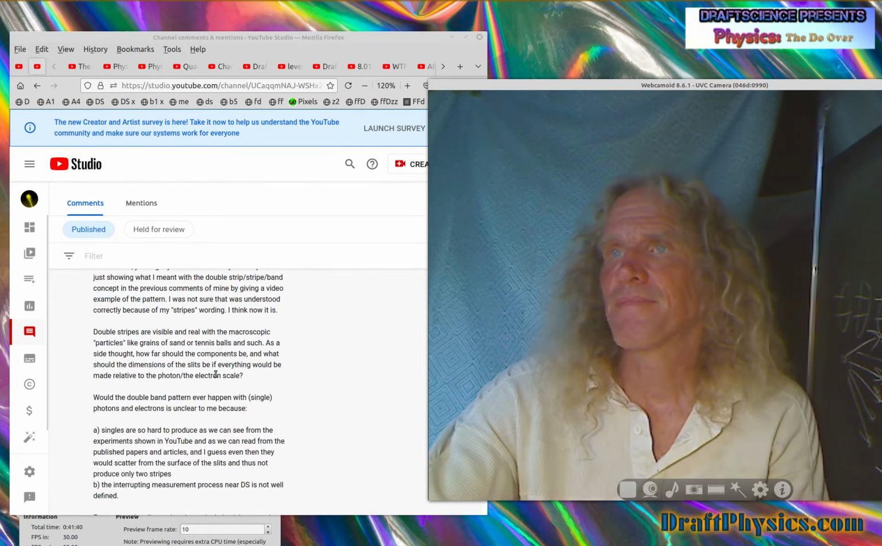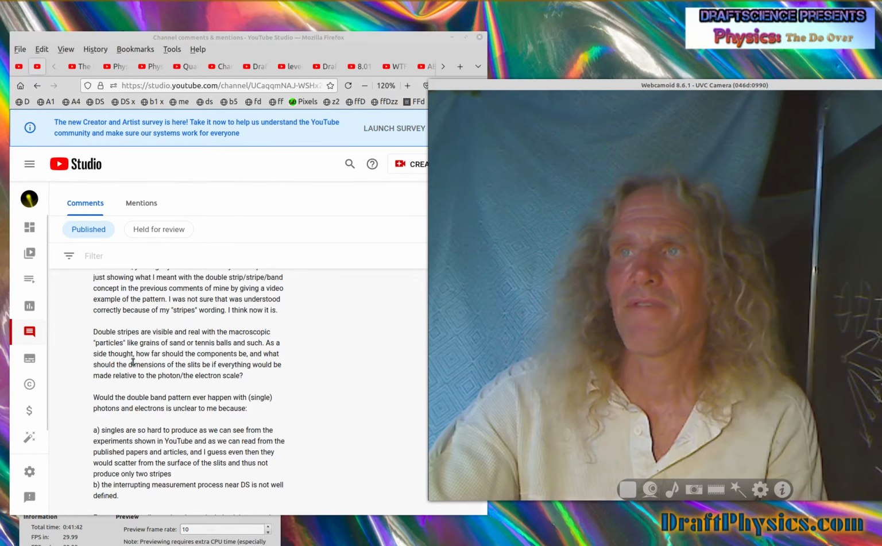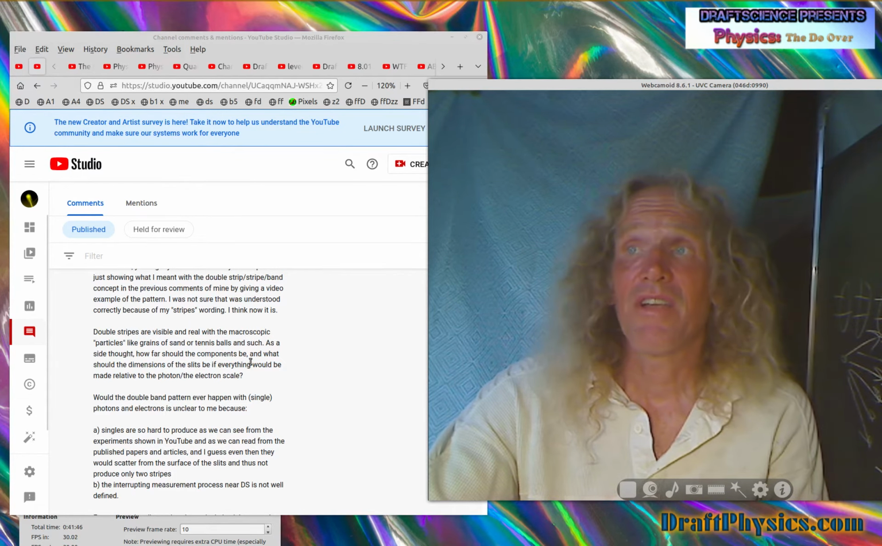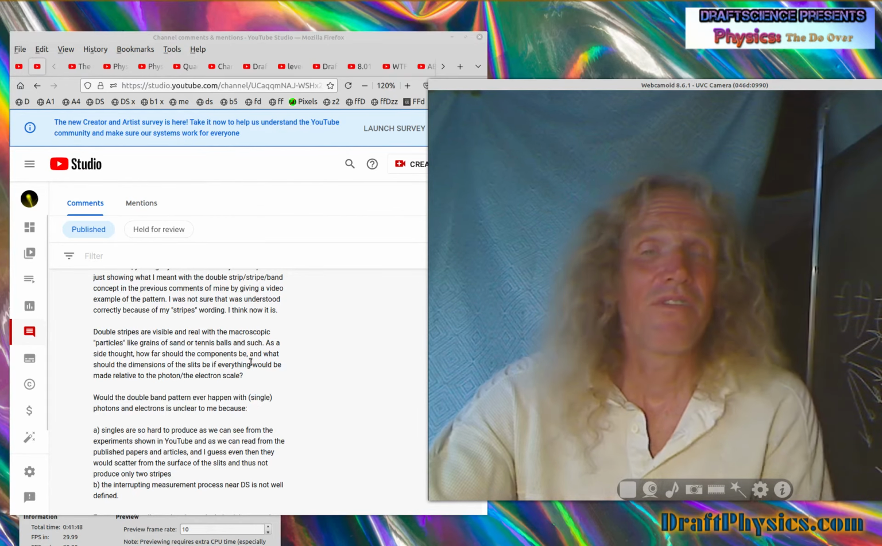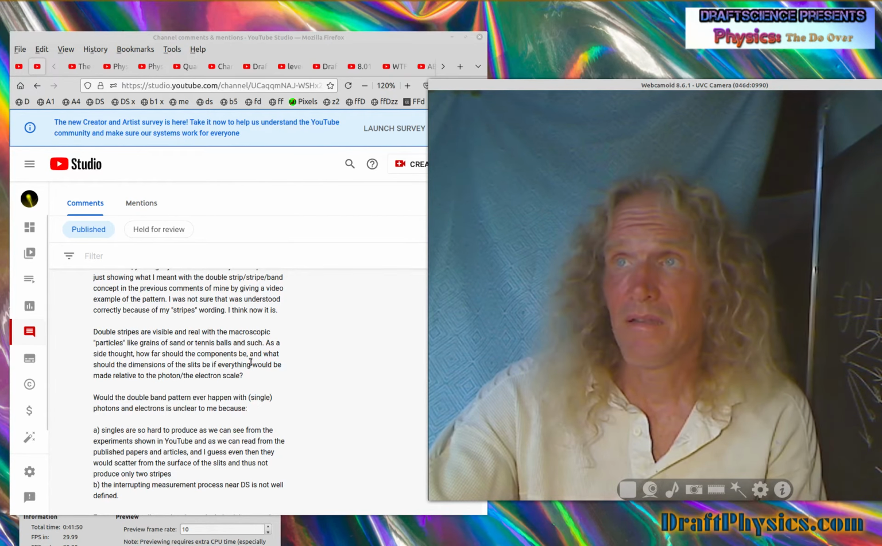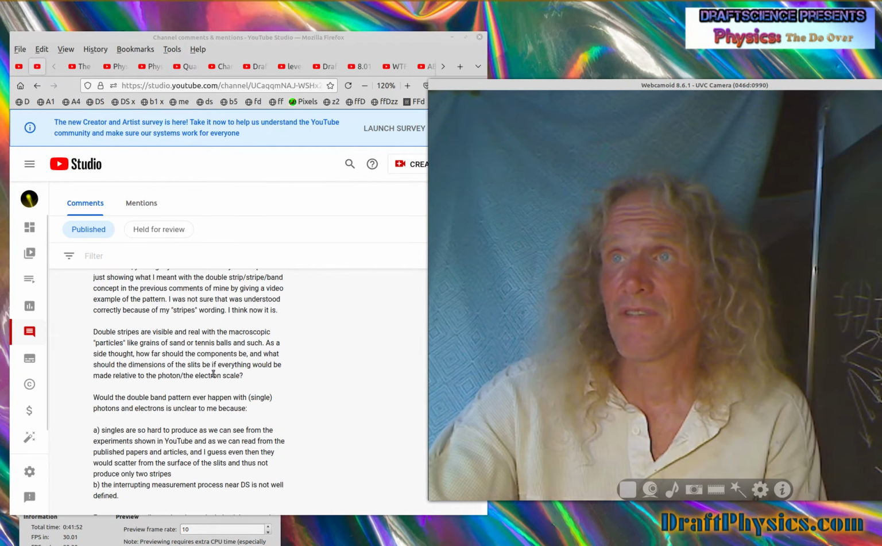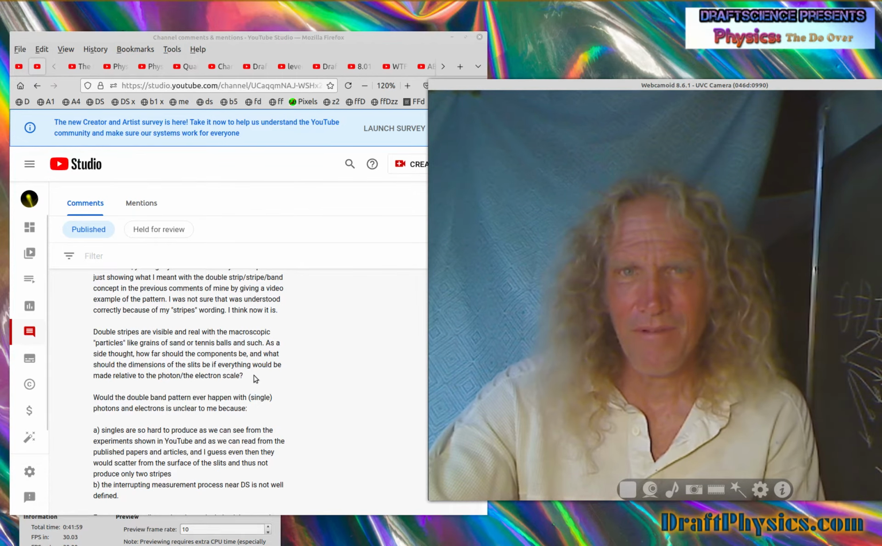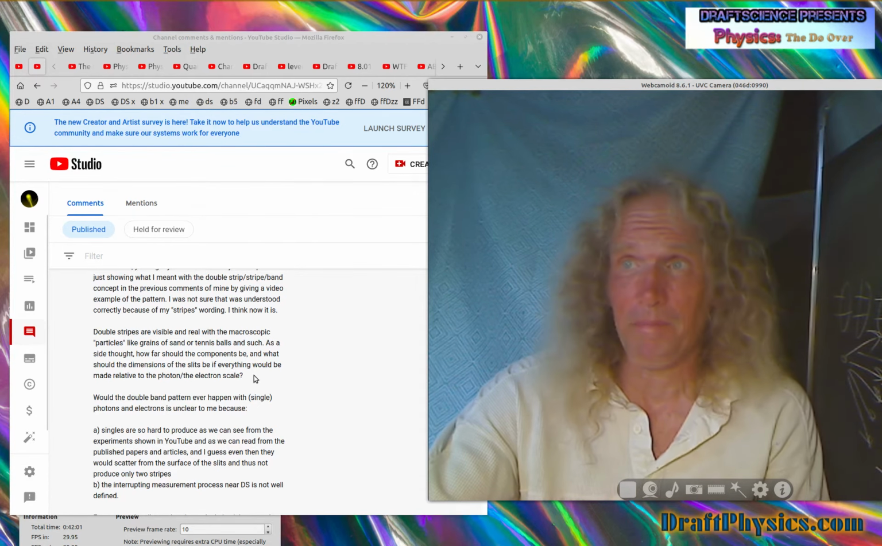How far should the components be? There you go. See? So you never even thought about it. And what should the dimensions of the slits be if everything would be made relative to the photon-electron scale? I don't know. You want me to do that for you? You want me to explain it? You know it's going to be preposterous, right?